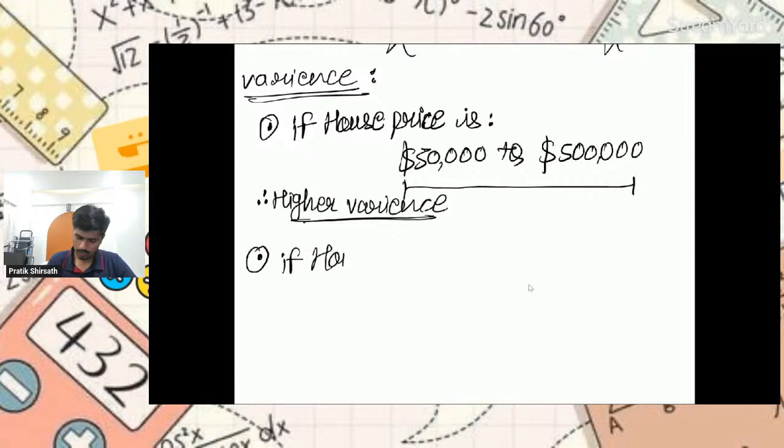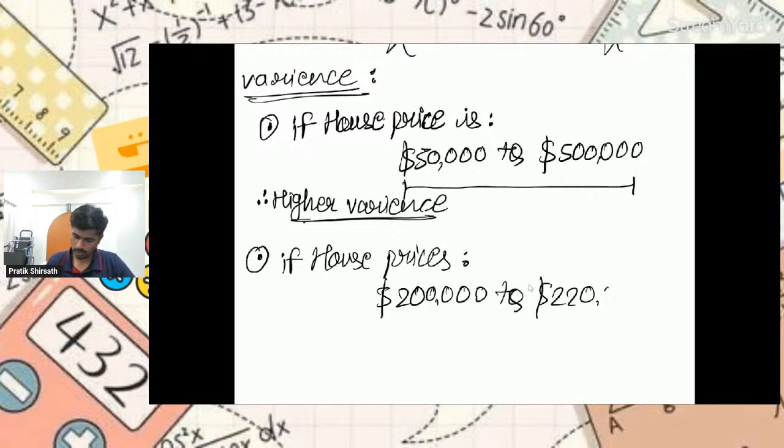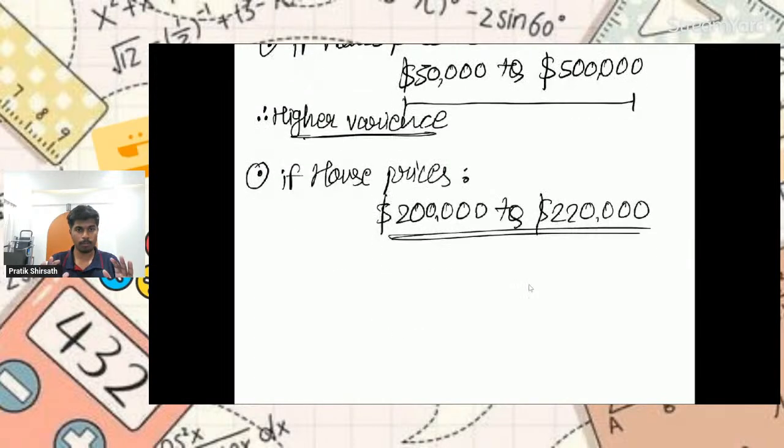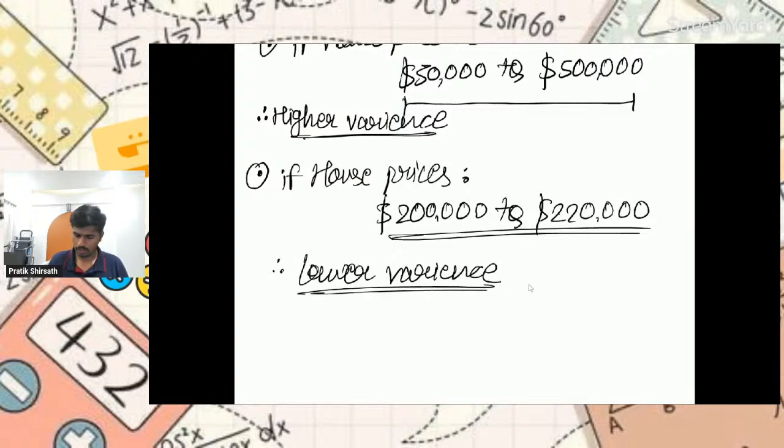And the second part, if the house price ranges from, for example, 2 lakh to 2 lakh 20,000, the spread is less. There's not much spread. The data points are more compact, closer to each other. So this is nothing but lower variance. Simple as that. Okay, let us move to the next part.